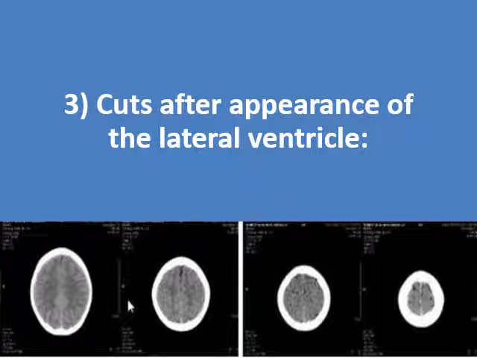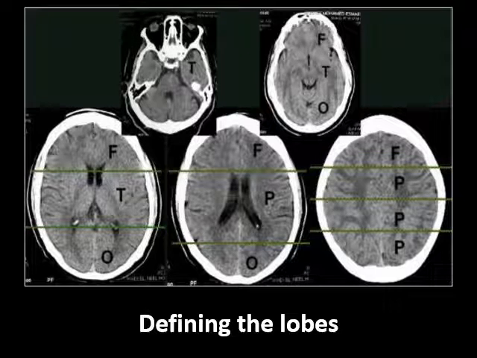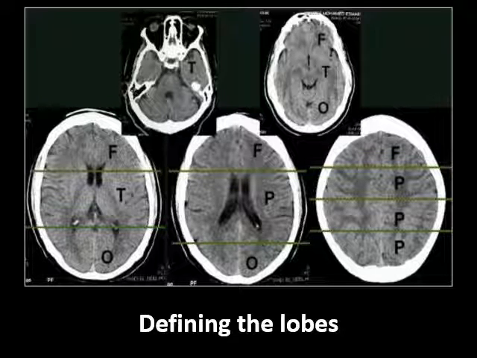The third part is the cuts after the appearance of the lateral ventricle. These are the cuts, and you don't see CSF spaces like in the other cuts at the lateral ventricle or before the appearance of the lateral ventricle. By now, we have identified the important CSF spaces within the brain, like the lateral ventricle and the third and fourth ventricles.